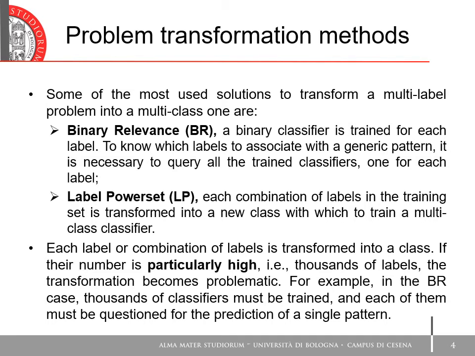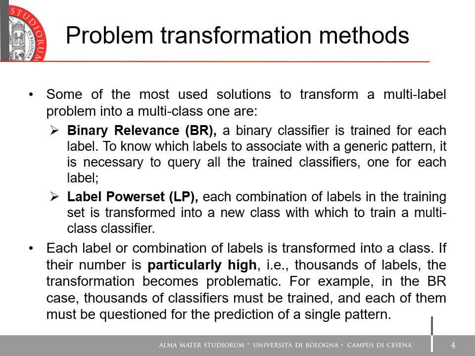Binary relevance and label power set are two of the most common problem transformation methods used to solve multilabel classification problems. The binary relevance approach trains a binary classifier for each label available. This means that to predict the labels of a single pattern, it is necessary to query all the classifiers involved. The label power set strategy creates a new class for each combination of labels inside the training set.